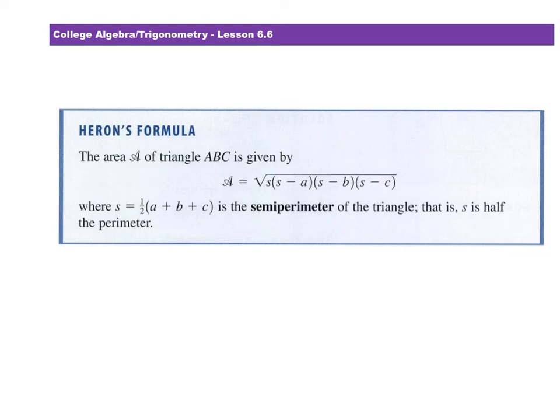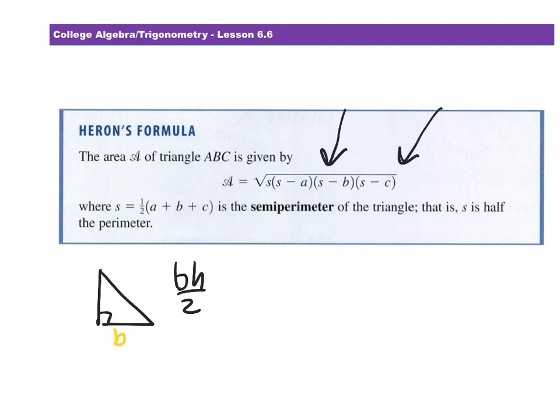All right, the last thing we're going to talk about, guys, is Heron's formula. And this is super easy as well. This is a formula that we're going to give to you, and this is for finding the area of a triangle. If you had a right triangle, you guys would tell me that the area of the triangle is base times height divided by 2, right? Here's your base. Here's your height.